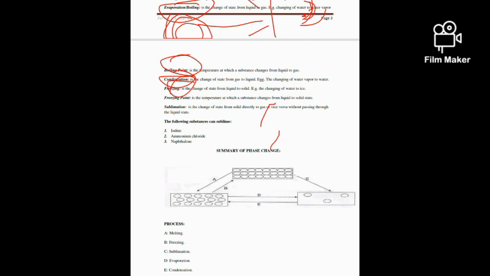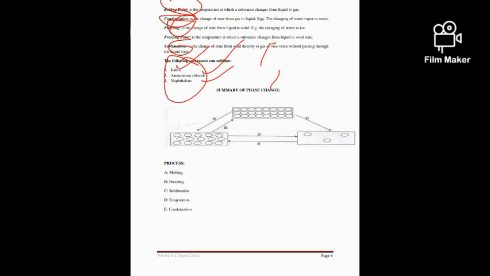There's also another interesting process which we call sublimation, where you are going to realize that there are some substances that change directly from a solid into a gas, or from a gas directly into a solid. Those substances are said to be undergoing what we call sublimation. So we have three substances that we need to know that undergo sublimation. The first one is iodine, the second one is ammonium chloride, then the third one is naphthalene. So these three substances are the ones that are able to undergo sublimation. Okay, that is very, very interesting.